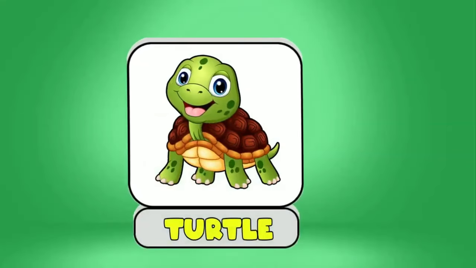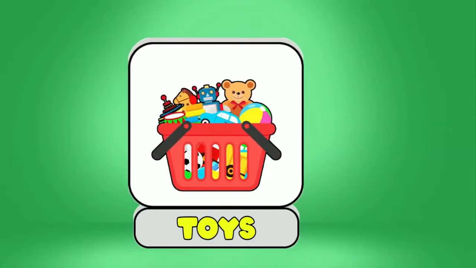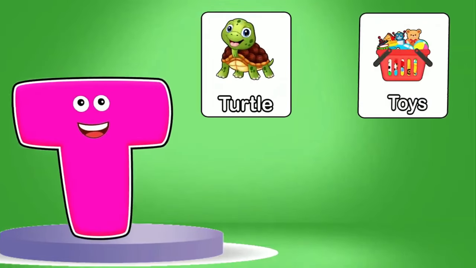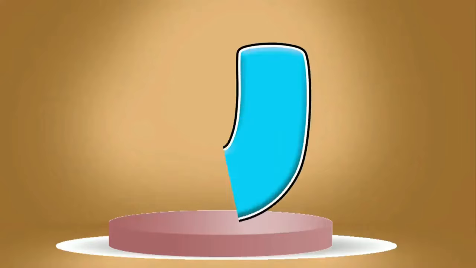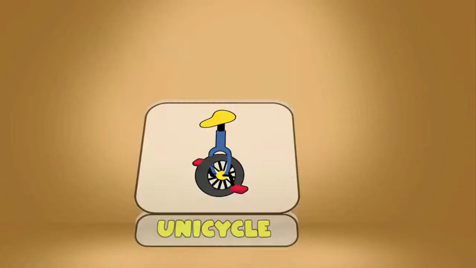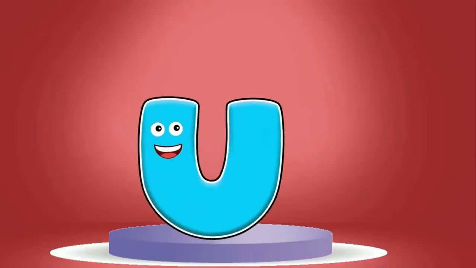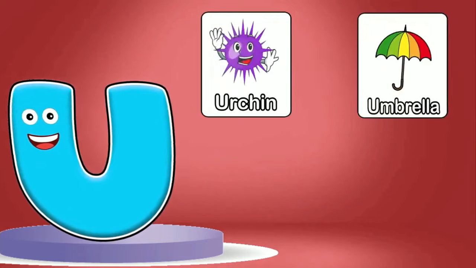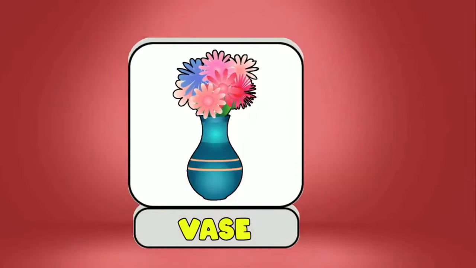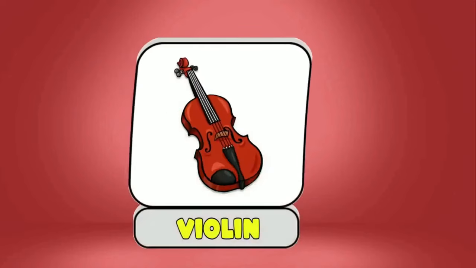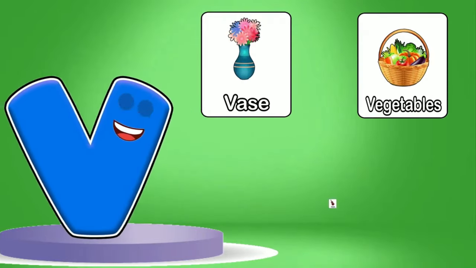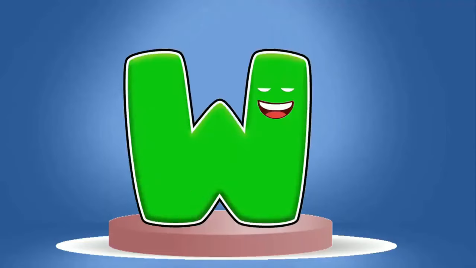This is T. T is for turtle, twice, television. T. Turtle, twice, television. This is U. U is for urchin, umbrella, unicycle. U. Urchin, umbrella, unicycle. This is V. V is for bus, vegetables, violin. V. Bus, vegetables, violin.